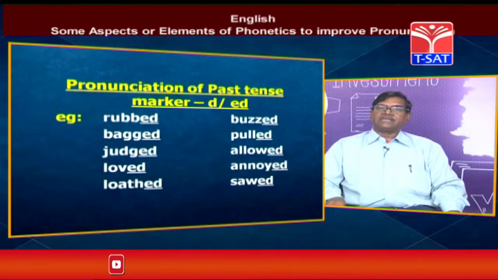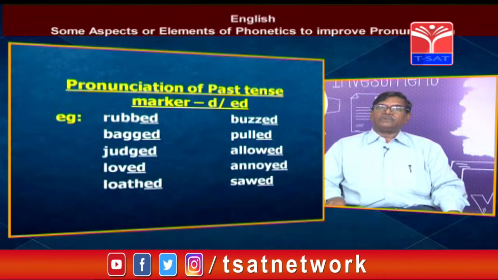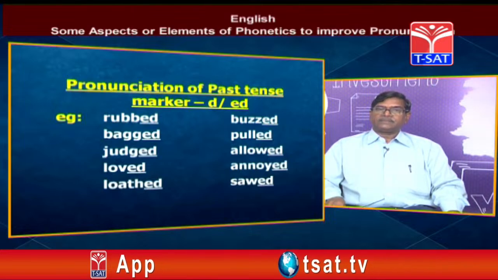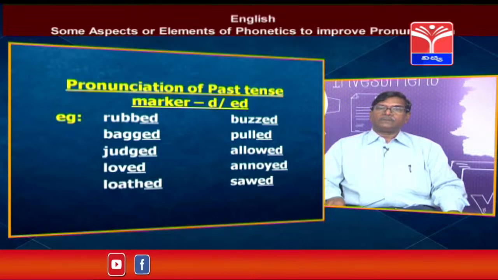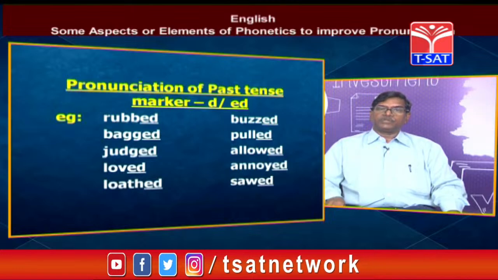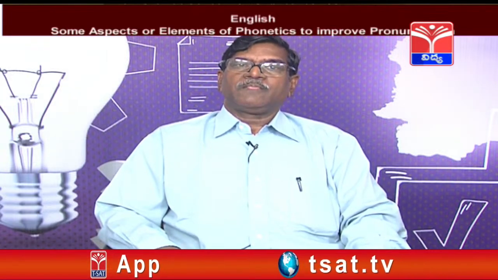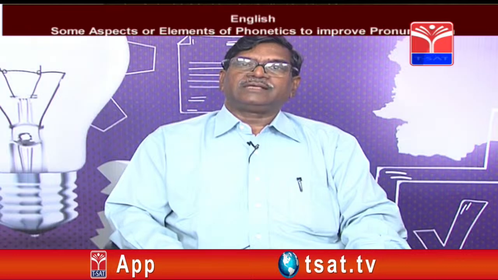Allow, it is ending with a vowel sound which is a voiced sound. Allowed. So, the past tense marker is pronounced as D. Annoy, oy, it is also a diphthong. Annoy, annoyed. So, the past tense marker is pronounced as D. Likewise, if the present tense ends in any voiced sound, the past tense marker is pronounced as D.